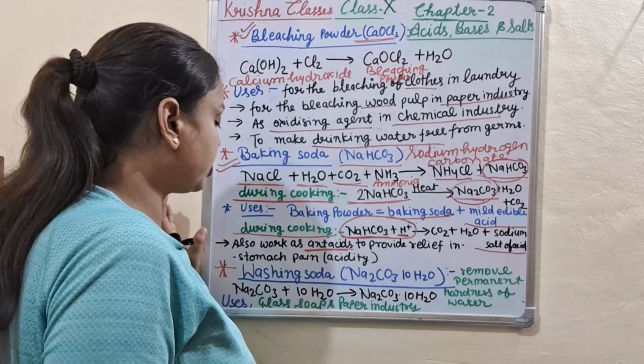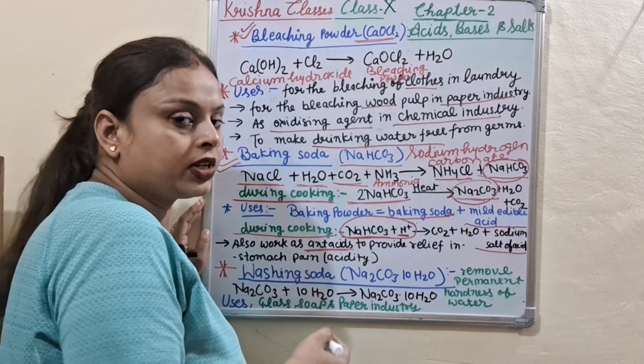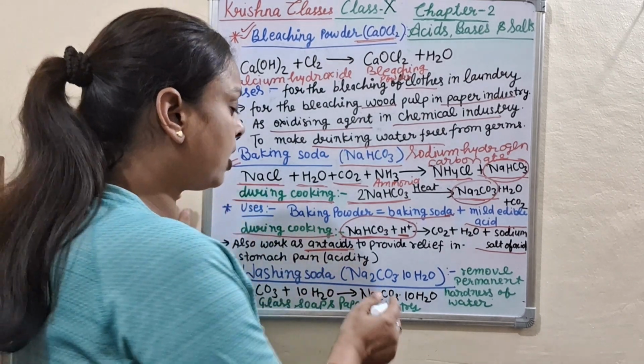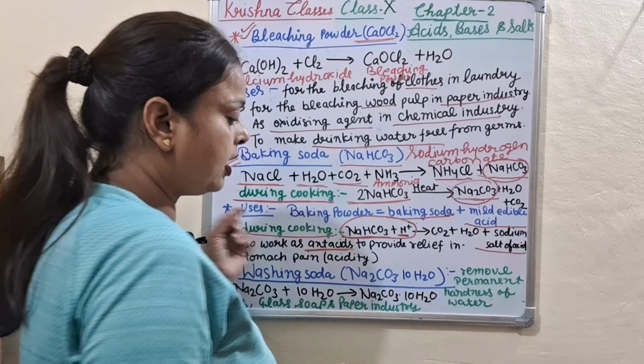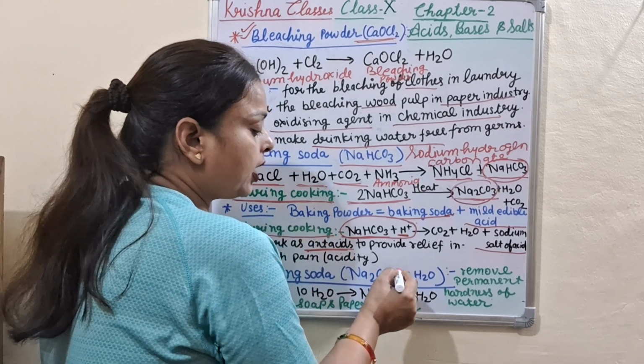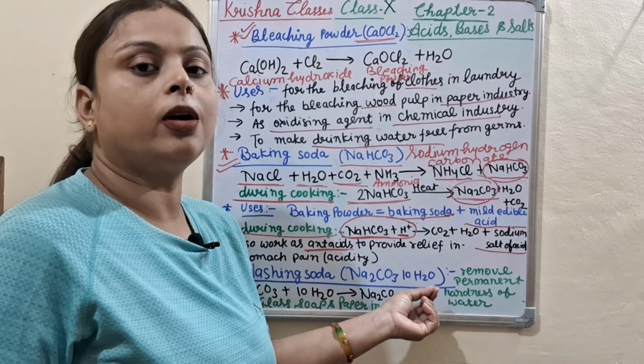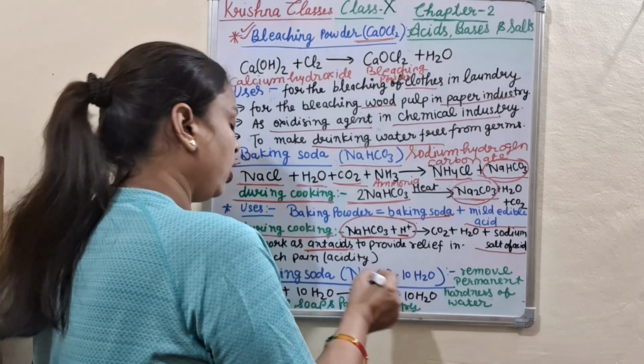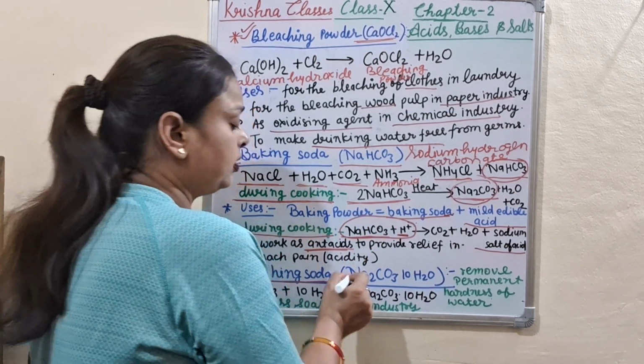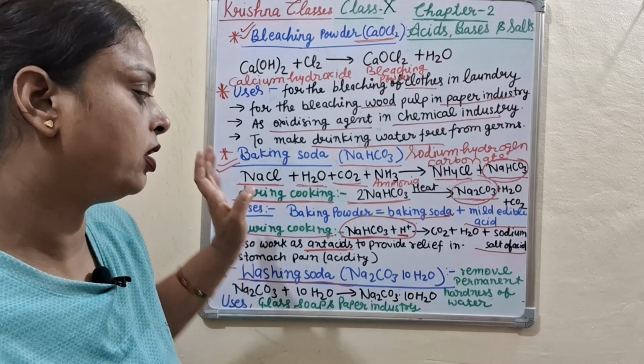Now come to the washing soda. What is the washing soda? The formula of washing soda is Na2CO3 into 10H2O: sodium carbonate with 10 molecules of water. This is called the washing soda.